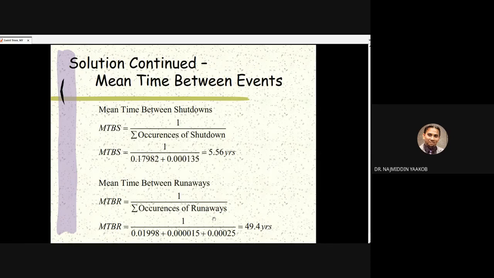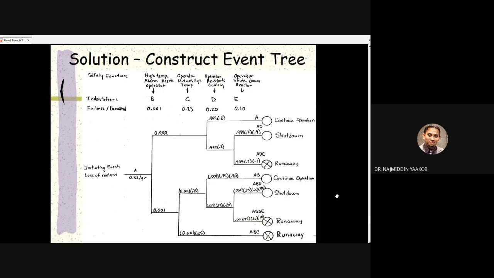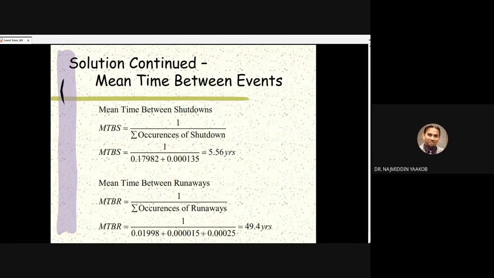And the mean time between runaway, so you total up how many runaways. Go back to the diagram, runaway. The diagram here is a runaway. So this value plus this value, runaway, plus ABC, this value, runaway. So you get 1 over the 3 values of runaway, you get 49.4 years.